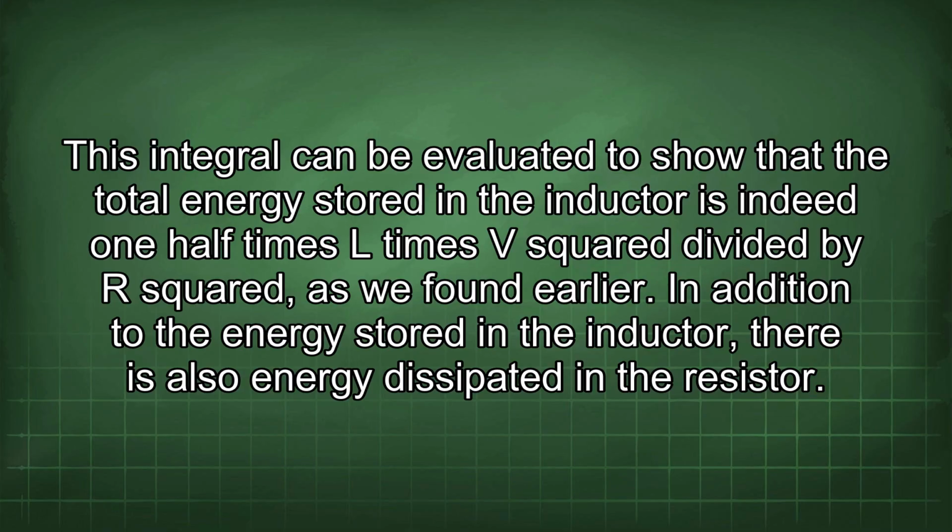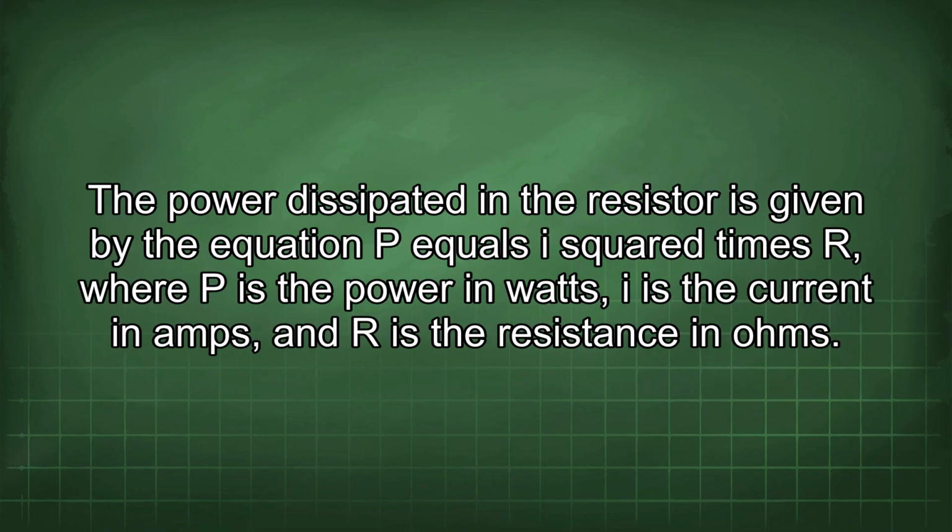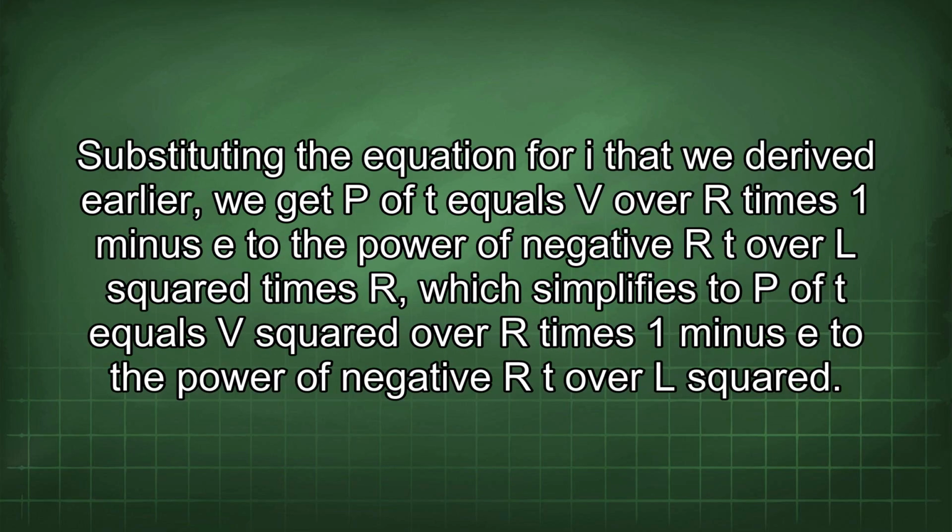In addition to the energy stored in the inductor, there is also energy dissipated in the resistor. The power dissipated in the resistor is given by the equation P equals I squared times R, where P is the power in watts, I is the current in amps, and R is the resistance in ohms. Substituting the equation for I that we derived earlier, we get P of t equals V over R times 1 minus e to the power of negative Rt over L, all squared, times R, which simplifies to P of t equals V squared over R times 1 minus e to the power of negative Rt over L, all squared.